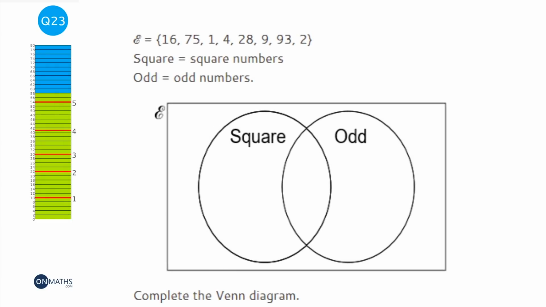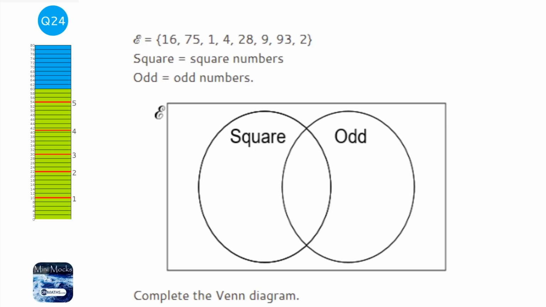Okay, so I'm asked to complete the Venn diagram, and the E at the top I like to think stands for everything. So all of those numbers need to fit somewhere in this Venn diagram. And we're going to put the square numbers on the left and the odd numbers on the right. Now there's different methods of doing this. What I like to do with this type of question is just do it one at a time. So we're going to start off with the 16.